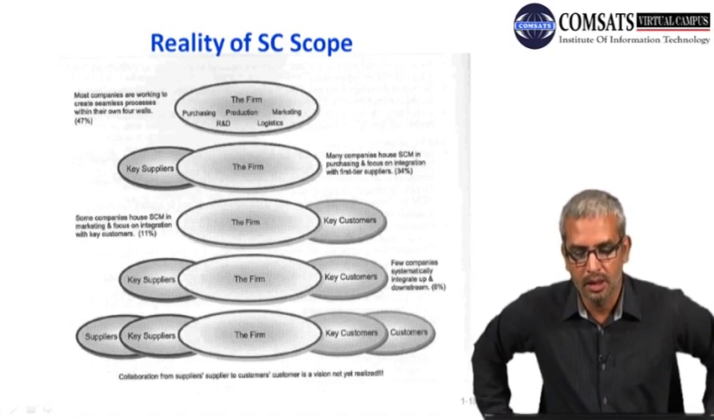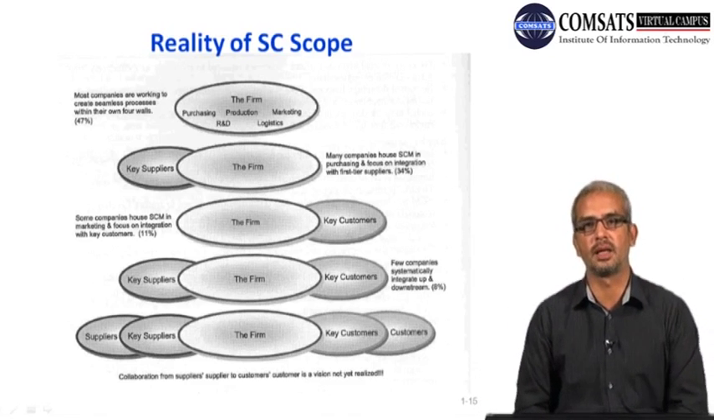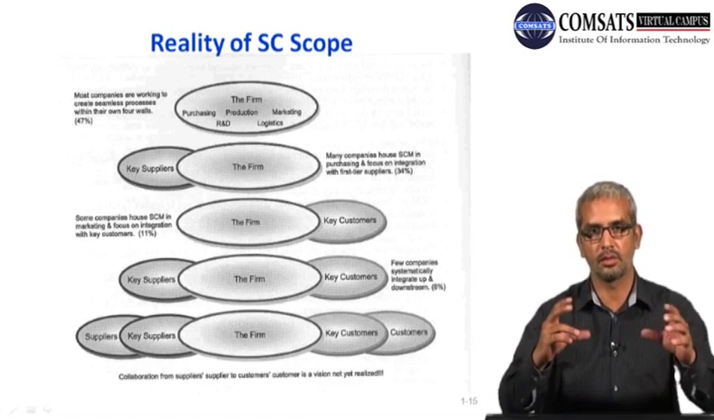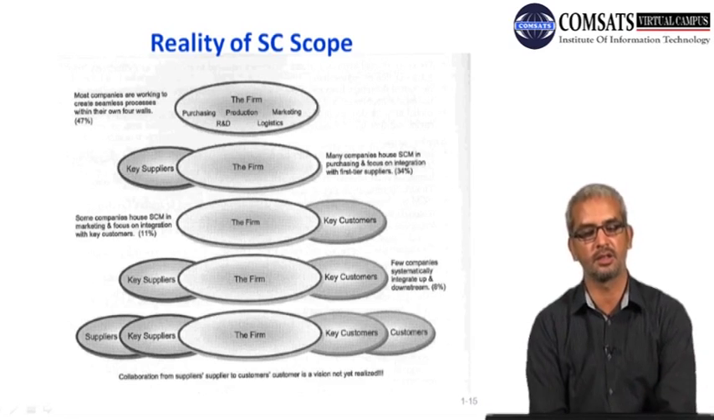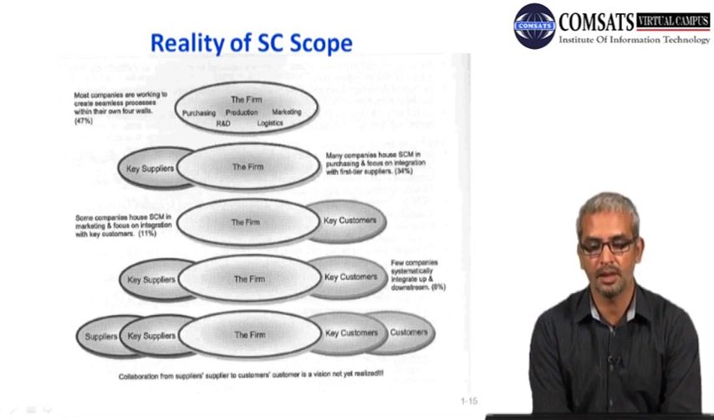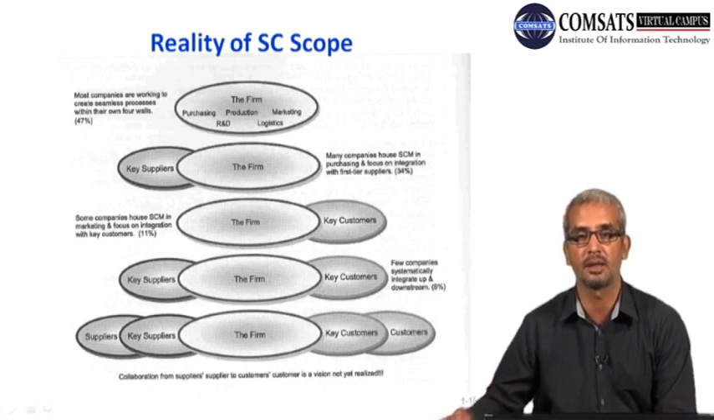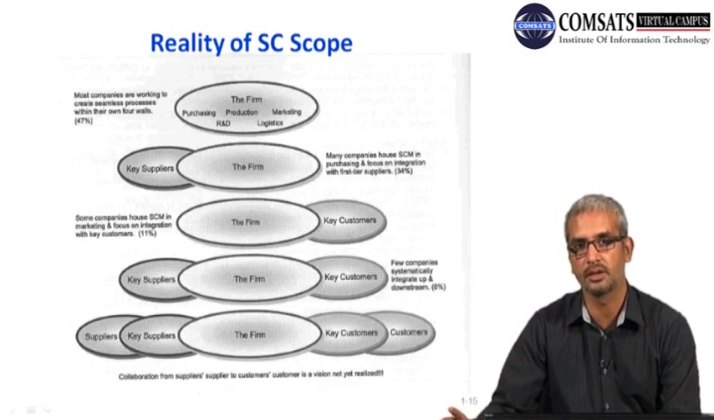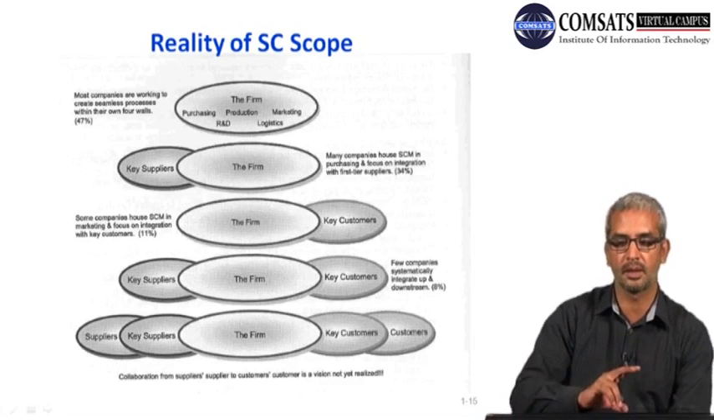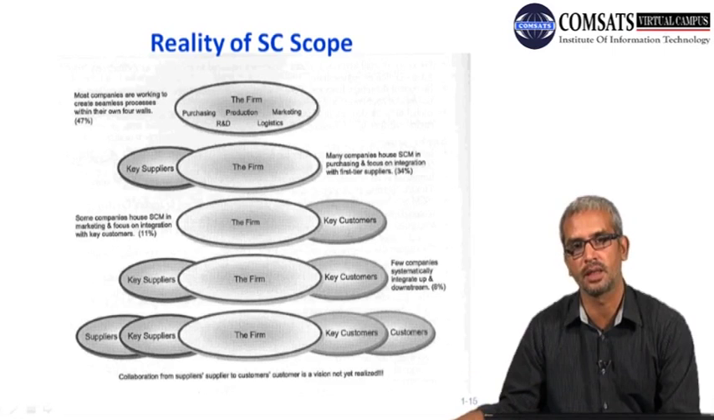Then around 34% of firms try to establish their relationships with their key suppliers. If you go one shape down, you would see that the firm is trying to establish its relationship with its key suppliers. Many companies house supply chain management and purchasing and focus on integration with their first tier suppliers. I'm only talking about our immediate supplier, the first tier supplier. So 34% of companies are integrating their business processes with their first tier of suppliers.